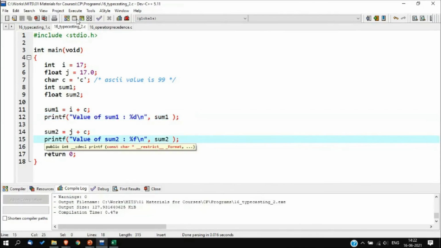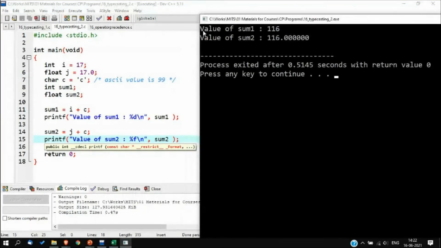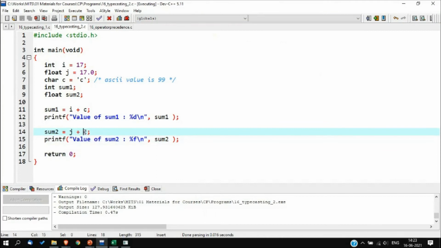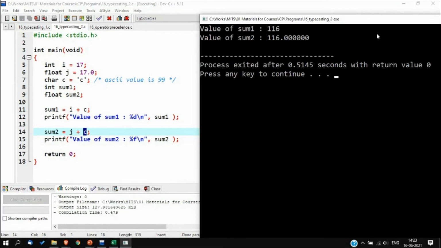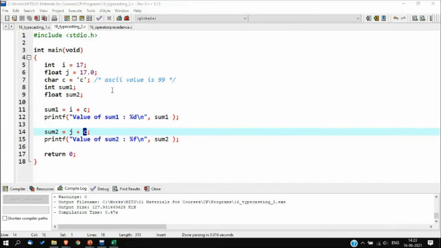So now let us run the program and check whether our assumptions were right. Yeah. See, the value of sum 1 is 116 because it is an integer value. And the value of sum 2 is 116.000000. That is the case with the float. Since J is a float, this one is also converted to float. So that is how we will get 116.000. So that is about the implicit data type conversion.